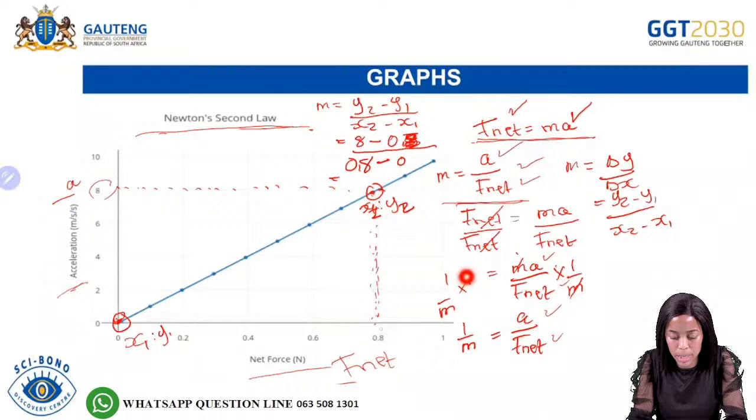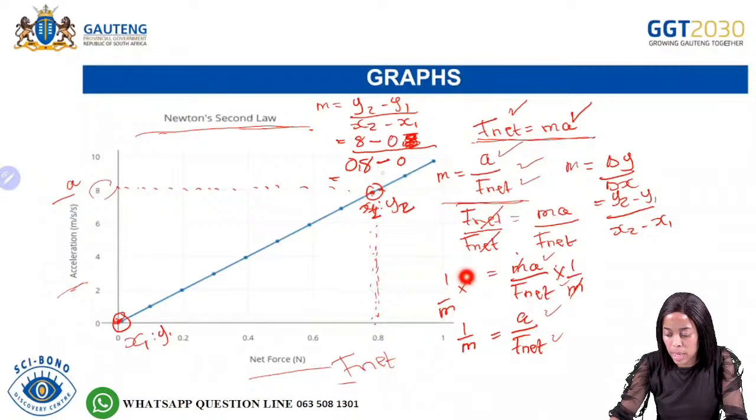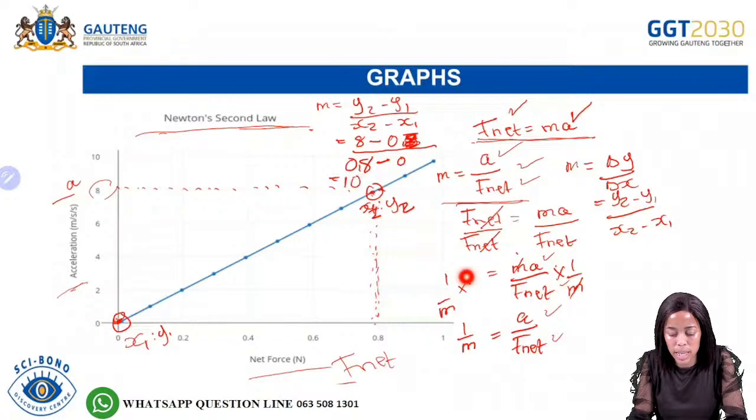By 0.8. Then the x1, you go along the very same point of y1, and then the x1 is represented by 0. So from there, you can then use your calculator to calculate the 8 divided by 0.8, and then we can see that it's giving us a 10 as your gradient.